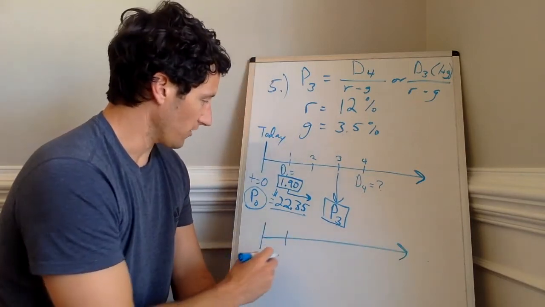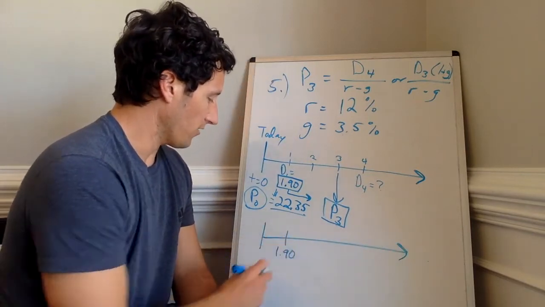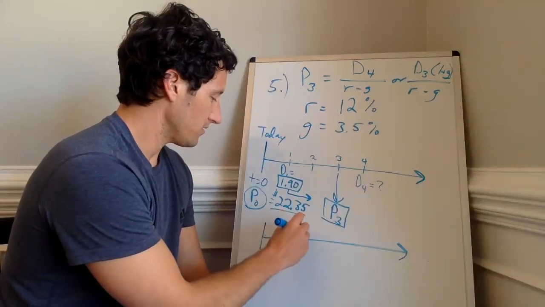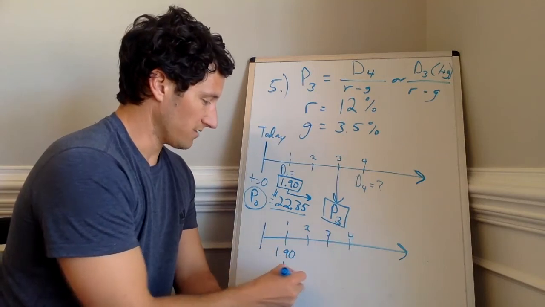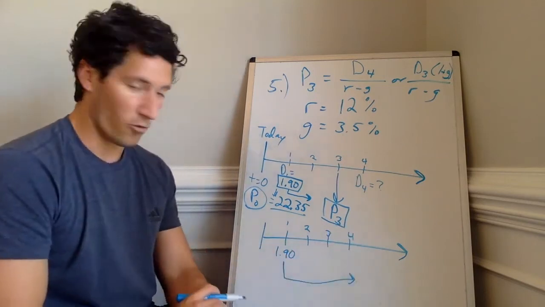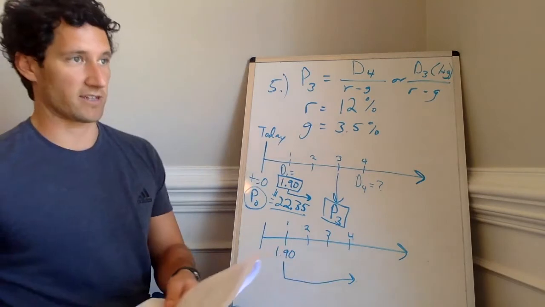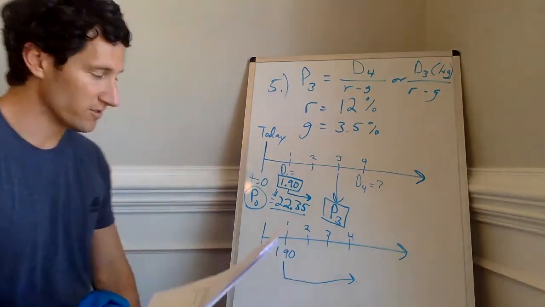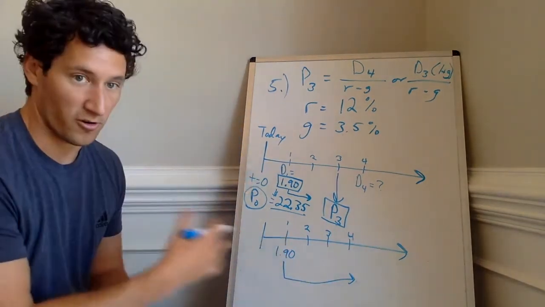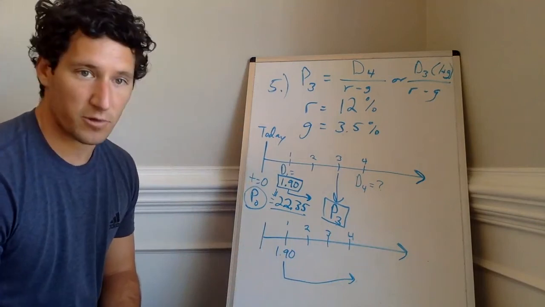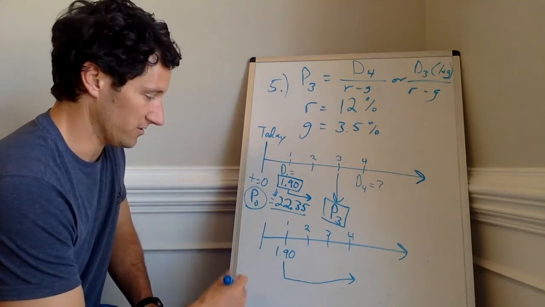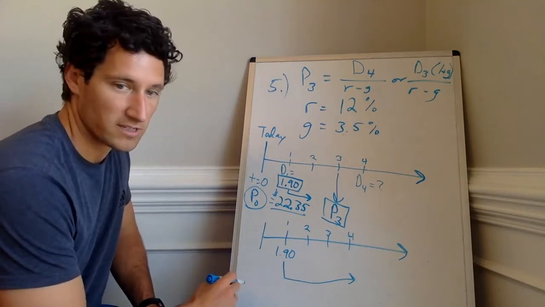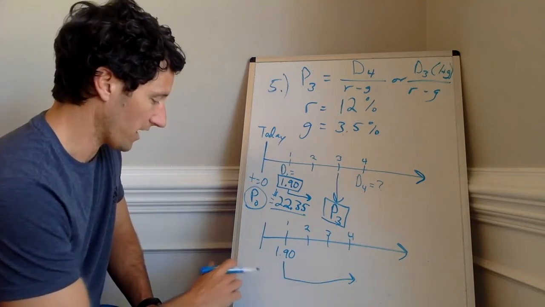So if we've got, I'll redraw this, 1.90 here. Let's say we want to take it out to here to figure out what D4 is going to be. Just think back to present value, future value. You've got a one-time lump sum growing at a constant rate. You could plug this into your time value of money keys, or you could solve it using the equation, either one. Let's do it both ways, just to make sure we've got it.